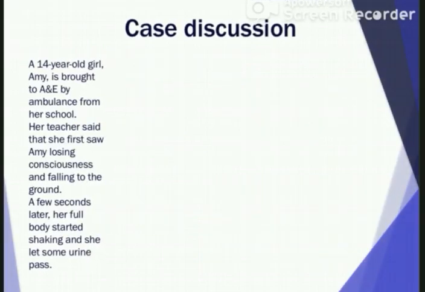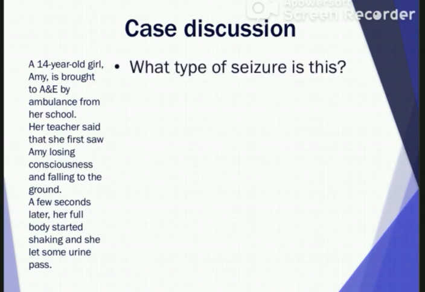So let's break down the case a little. It's here to the left. So what is this type of seizure? This is a typical presentation of a generalized tonic-clonic seizure, which is a generalized seizure affecting the whole of the brain that presents with stiffness first, and that's the tonic part of the seizure, and then with a clonic phase as the part that involves the shaking and the jerky movements.